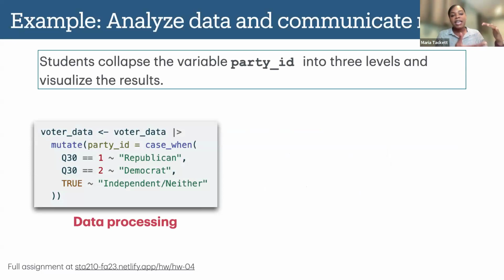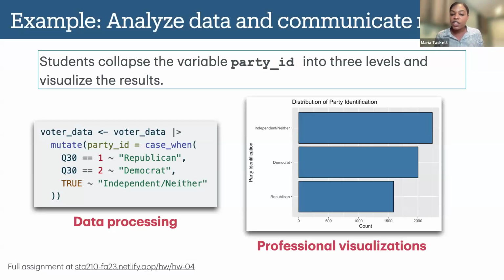And so they had to take the survey data, which had like 6 or 7 different categories, and collapse it down to basically Republican, Democrat, or independent, or neither. A lot of the other categories, like unaffiliated or unknown or refused to answer, had very few responses. We also chose these 3 categories to be consistent with the shape of the analysis in the 538 article. And then they visualized their results.